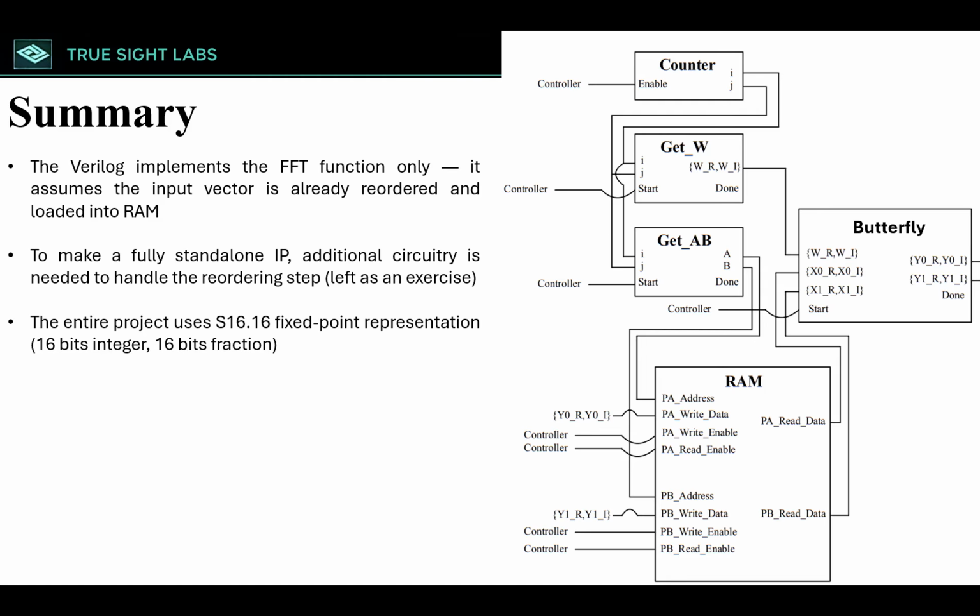So to wrap up, the Verilog that we built in this video implements the FFT function and only the FFT function. It assumes that the data has already been reordered and loaded into RAM. So to make this a fully standalone piece of IP, you would need to build additional circuitry to handle that reordering step, or even better, an address generator that takes care of it for you. That part is left as an exercise.